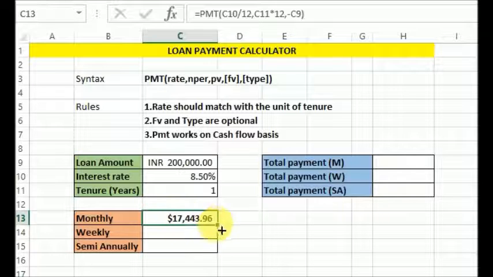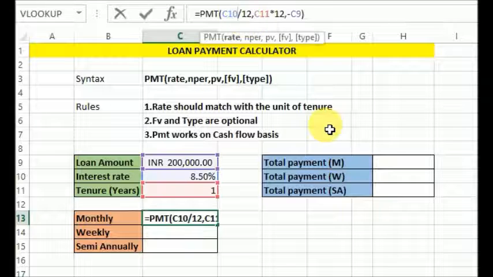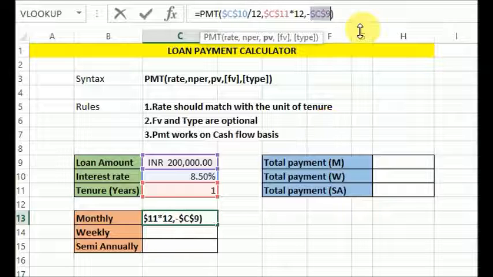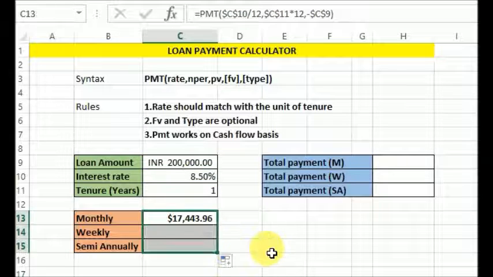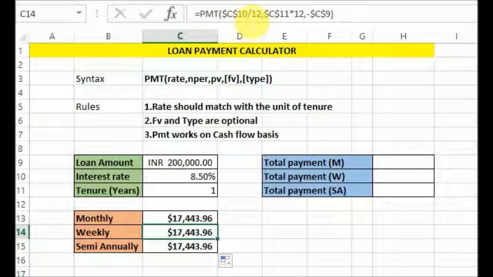Similar to this, we can have the weekly and semi-annual payments. So in a year there are 52 weeks. So we'll divide the rate by 52 and we'll multiply the tenure by 52. Before modifying the formula, these three are fixed, so we are going to lock the cells. So we have to press F4 so the cells get locked. Now just drag the formula and make the changes.